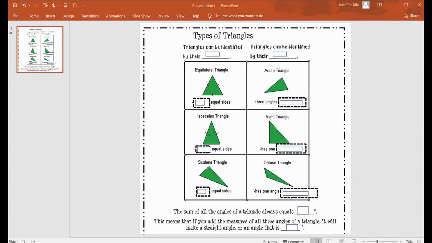And I want you to think about that. If I had a right triangle, that's one of those angles is 90 degrees. Well, if I had two 90-degree angles, that's already 180. So what measurement could I give to that third angle? Well, that third angle would have to be a 0-degree angle, and that doesn't work then. So that's why all triangles have to have two acute angles, and then one other angle that is another measurement, either acute, right, or obtuse.